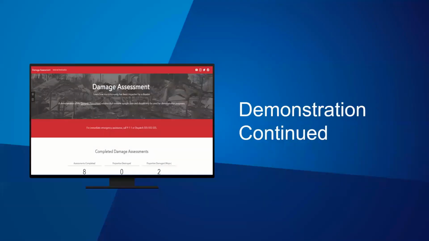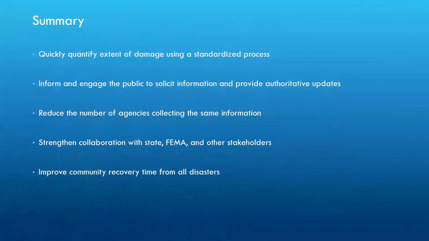I was going to summarize it a little bit, and then we can take some last questions when we're done here. A couple of things I wanted to reiterate: through the demonstration, hopefully you saw that you can quickly quantify the extent of damage using the photo viewer application and some of the other things we saw, through the windshield damage reports and the public reports. And it's using a standardized process that you can also inform and engage the public, and you can solicit information from them and provide authoritative updates back to them through the external hub site that can go onto your emergency management page after you deploy the application.